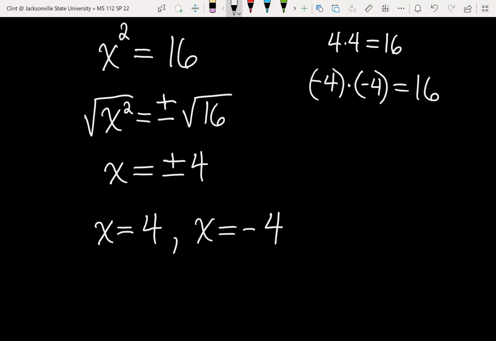So anytime you can get yourself into a situation, and it works out, when you don't have an x to the first power term, you just have x squared involved, you can get the x squared term by itself on one side, and you can take the square root of both sides. You just got to remember you're going to get 2 solutions, a positive and a negative. So that works.